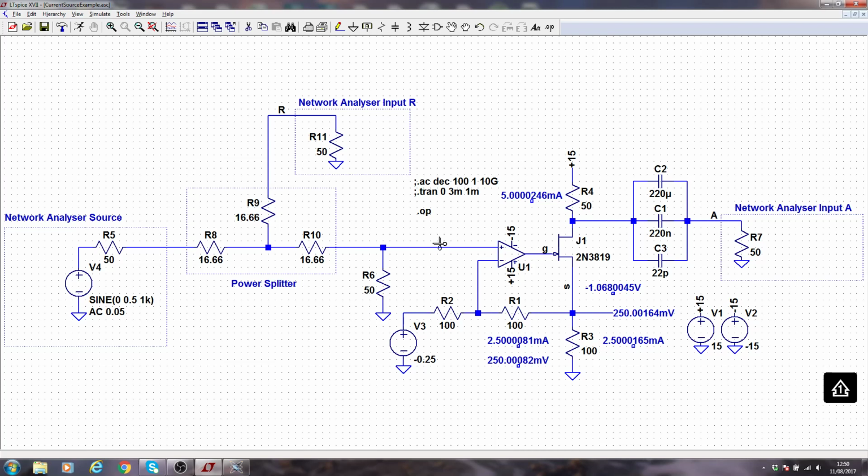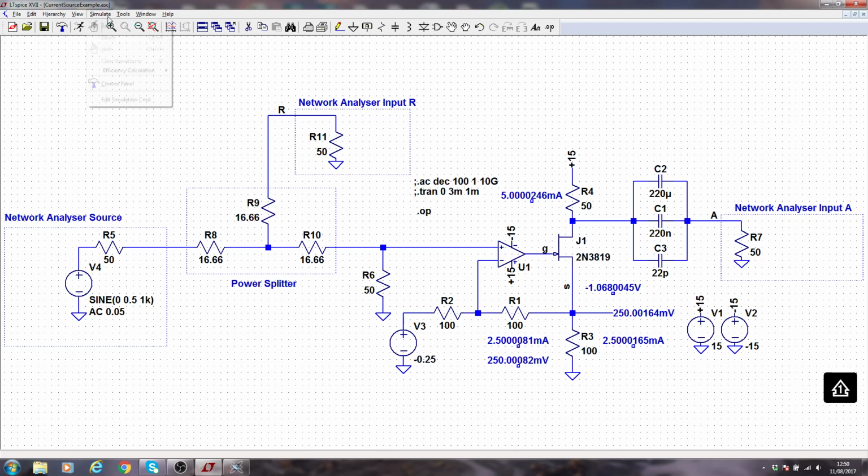We can have a little look at the DC conditions, which we've done already. We can have a look at AC conditions and the transient as well. So AC will give us a Bode plot, and the transient will give us time domain. The x-axis for AC is frequency in hertz, and the x-axis for transient is the time in seconds.